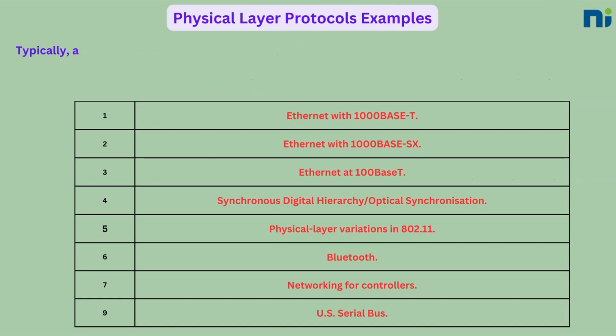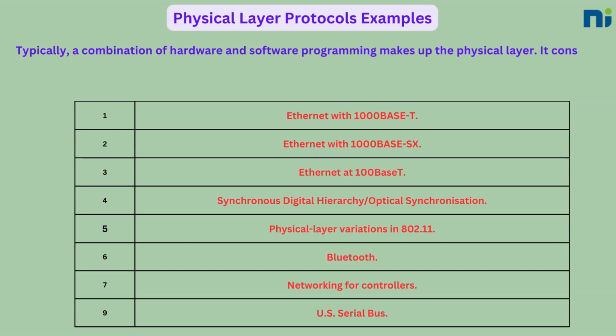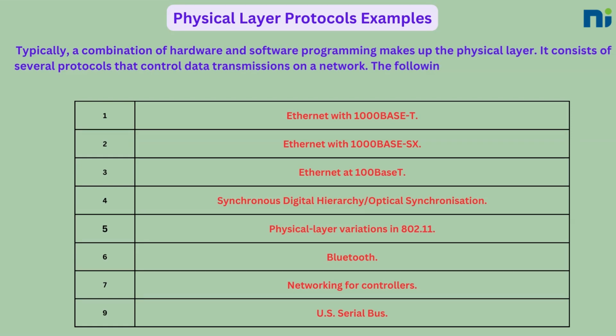Physical layer protocols. Typically, a combination of hardware and software programming makes up the physical layer. It consists of several protocols that control data transmissions on a network. The following are some examples of Layer 1 protocols. 1. Ethernet with 1000BASE-T. 2. Ethernet with 1000BASE-SX. 3.